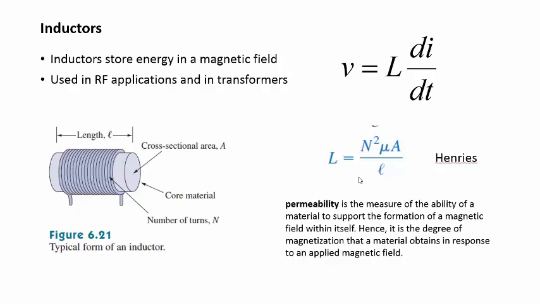So the other physical properties of the device that determine how many henries an inductor has, the value of the inductor, is the area, which is the cross-section area of the core material, whether it's air or a ferrite material, and L, which is the length of the coil. It's a little bit misleading in that picture.